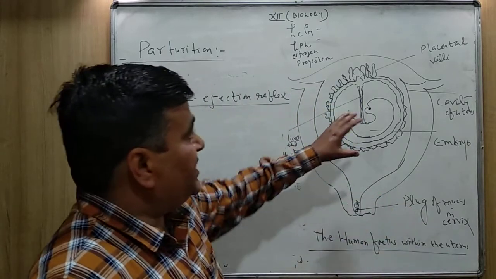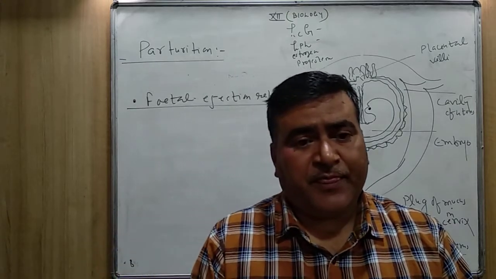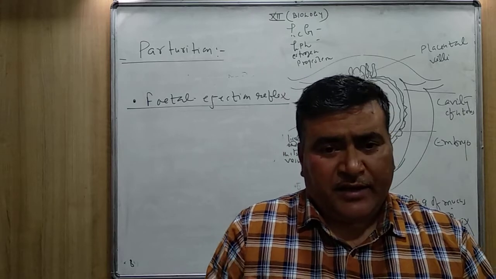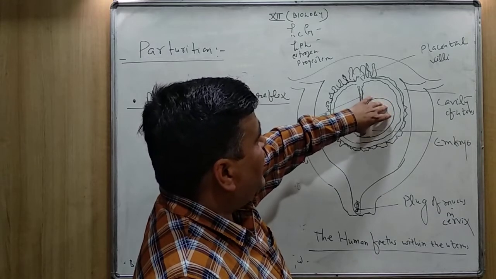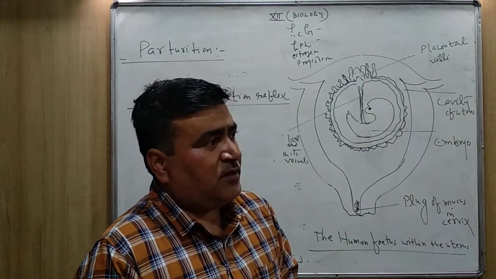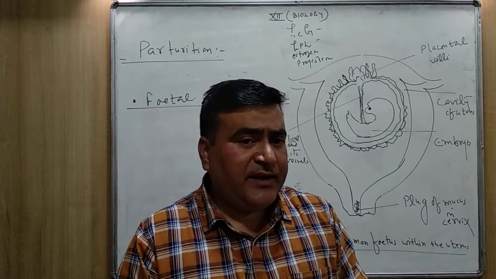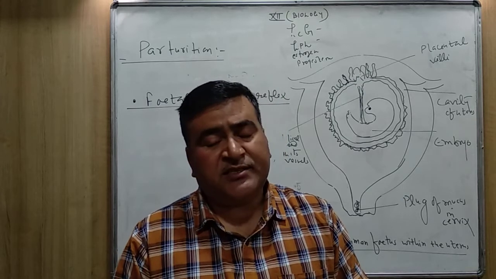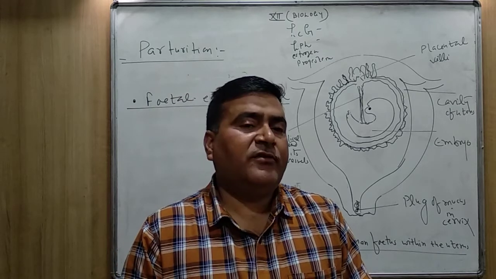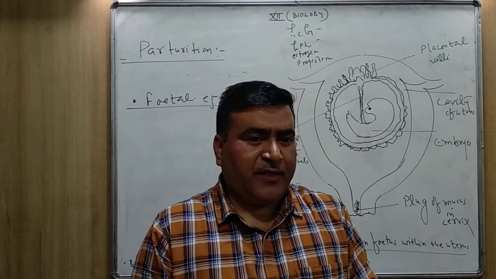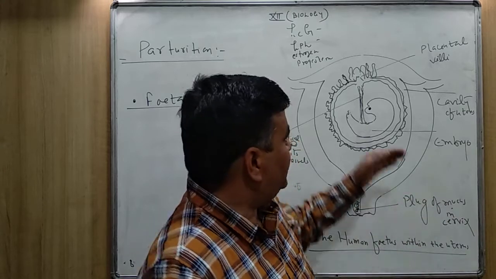Actually, when the fetus is fully matured after the gestation period, the fully matured fetus and placenta both originate a signal, and that signal starts a mild contraction in the uterus, and due to the contraction of the uterus, the fetus gradually comes towards the cervix.